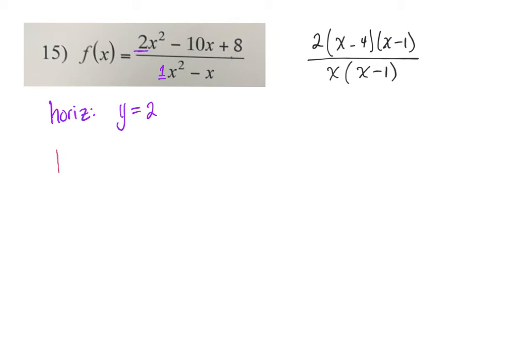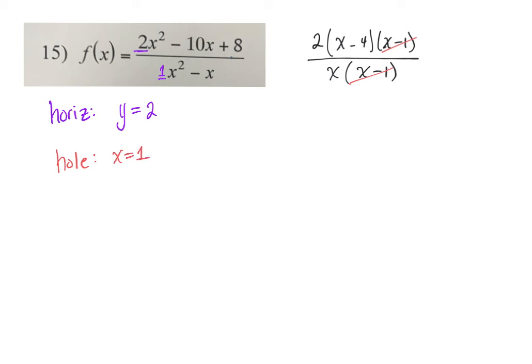So holes can come out. Which one of these can cancel? The x minus 1. What is the number that causes a problem at x minus 1? 1. So I have a hole at x equals 1, right? Hole will happen at x equals 1. And here you don't have to put x equals if you don't want to, but it does on your answer key. So holes happen when x equals 1.